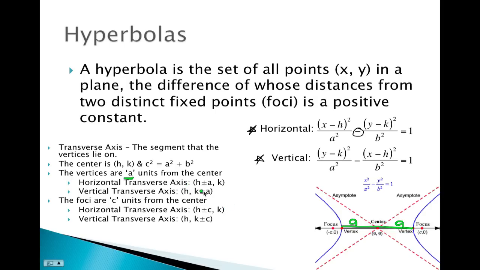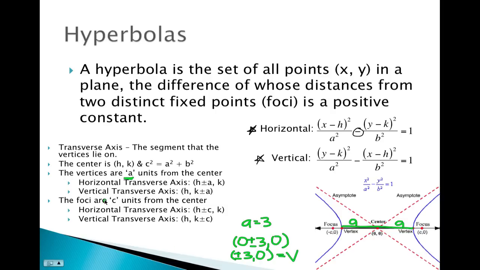And as far as your coordinates for your vertices, if you have a horizontal transverse axis, and that's what we have on this graph here, then your vertices are going to be (h plus or minus a, k). So for example, let's say that we know our center here is (0, 0), and let's say that a equals 3. Then our vertices are going to be h, which is 0, plus or minus a, which is 3, k, which is also 0. So we would know that our vertices are (plus or minus 3, 0).